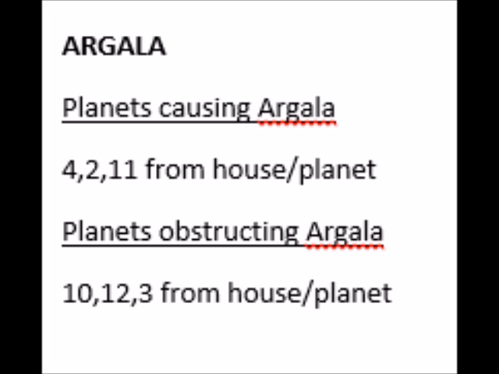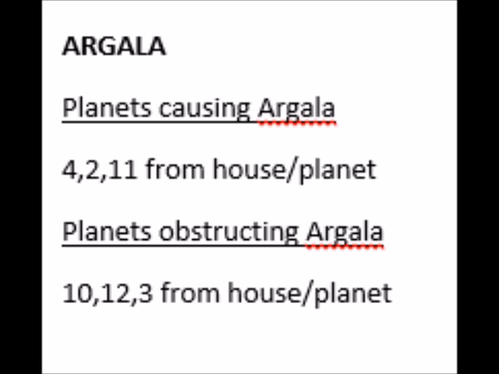And planets which are causing an Argala of that house by sitting in the 11th from that house or planet will be obstructed by the planet sitting in the 3rd house from that house in question. That's why I use the word respectively, so be very careful. 4th can be obstructed by 10th, 2nd can be obstructed by 12th, and 11th can be obstructed by 3rd only. So that is rule number 2.